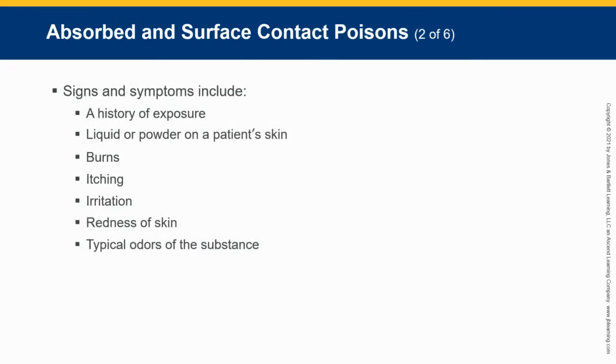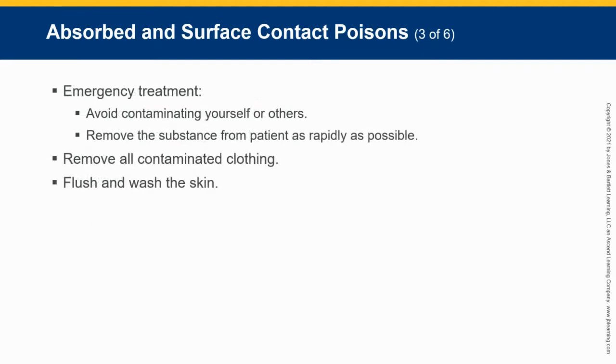And contact poisons, they list signs and symptoms, but they're all pretty much cookie cutter. Could be we see liquid or powder on the patient's skin, or burns, or itching, irritation, and redness on the skin, or potential odors associated with a specific substance. And we're going to treat that by obviously avoiding contact ourselves. And we're going to remove that substance from the patient as quickly as possible. Removing all clothing, we're going to flush and wash the skin.